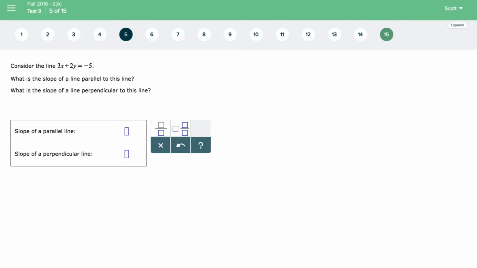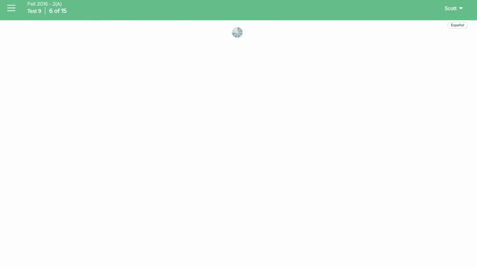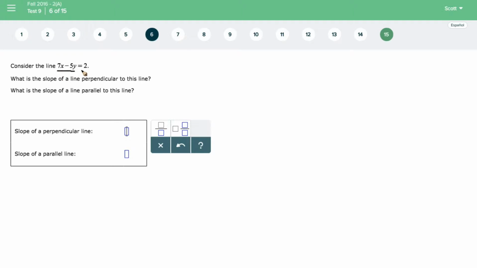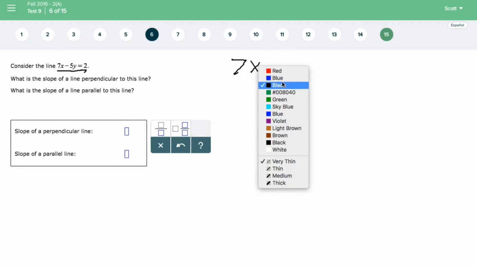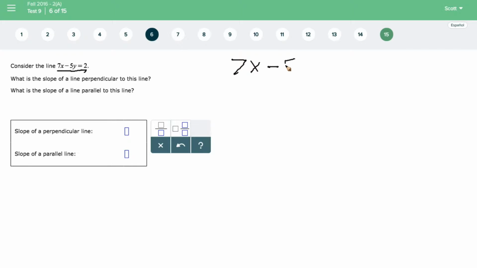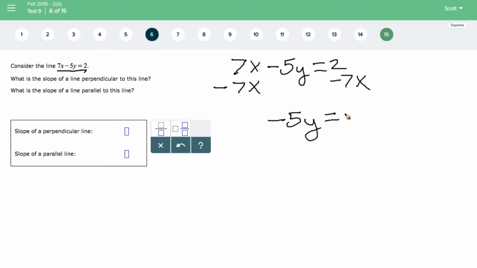And number 6 is the same question, also in standard form. So we have 7x minus 5y equals 2. We're going to do the opposite of x, giving us negative 5y equals, again, those stay separate. The negative 7x comes first. They stay separate because those are x's, and that's a number, and you can't combine x's and numbers.